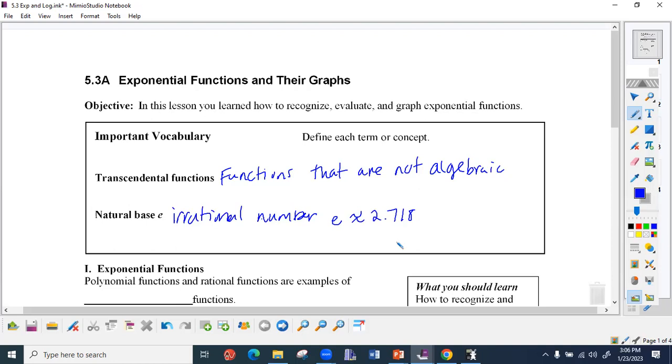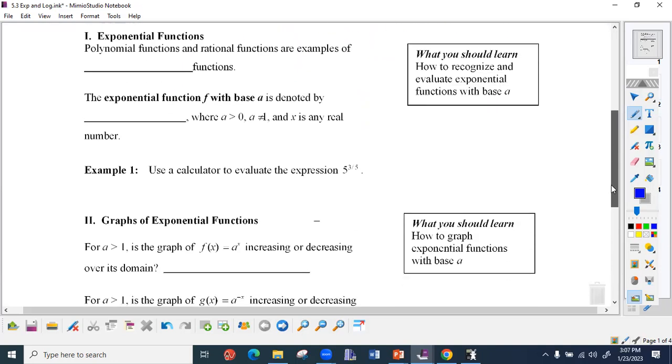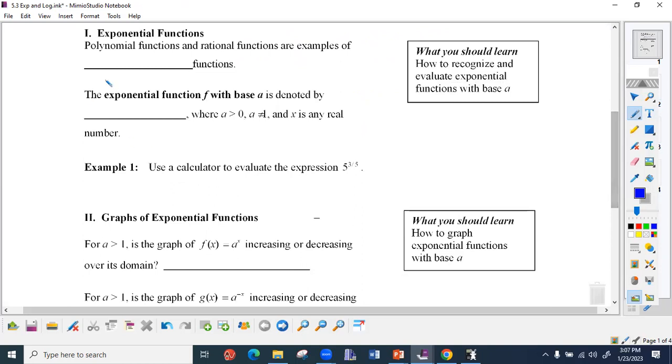No, it's approximating. Now, we did polynomials and rational functions in the last two units, right? We've had our polynomial unit and our rational function unit. These are all examples of algebraic functions.